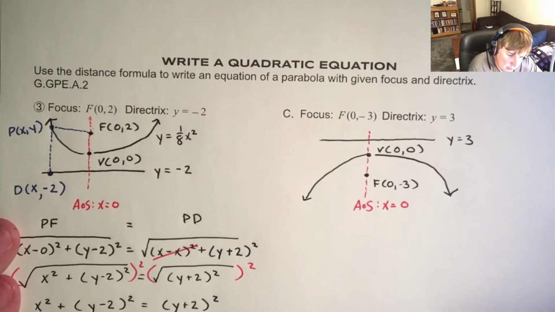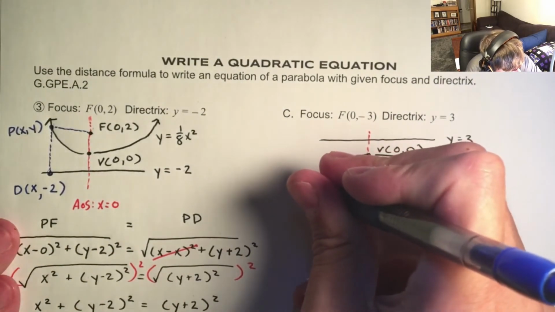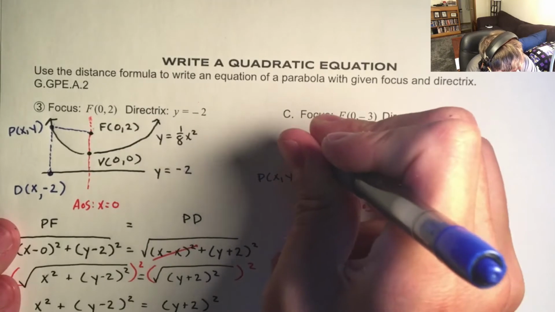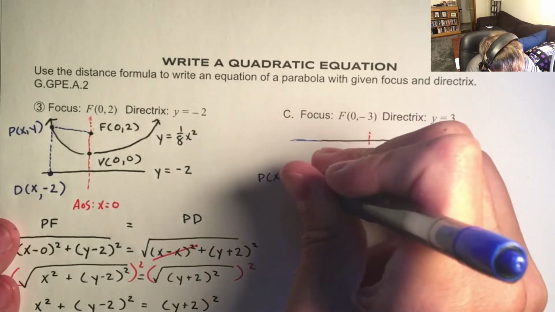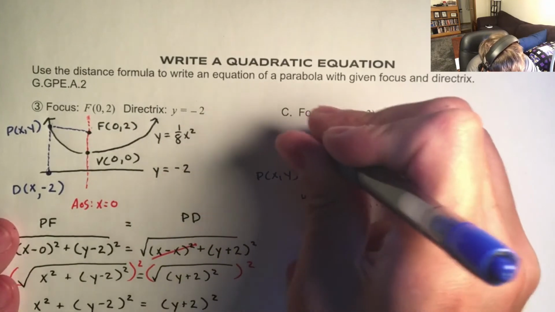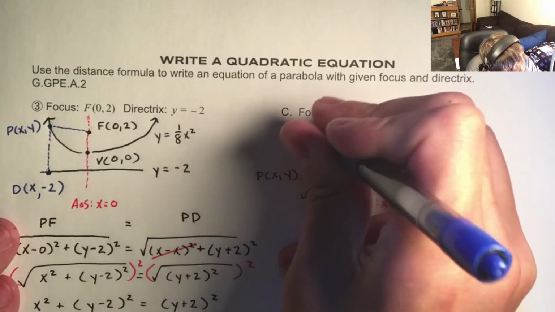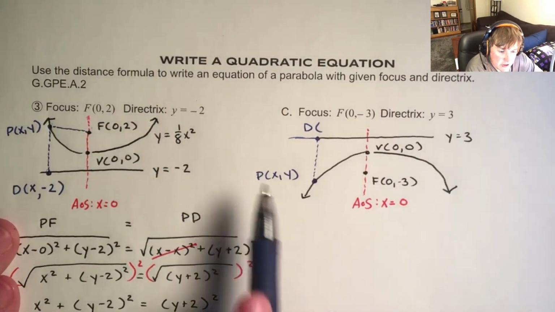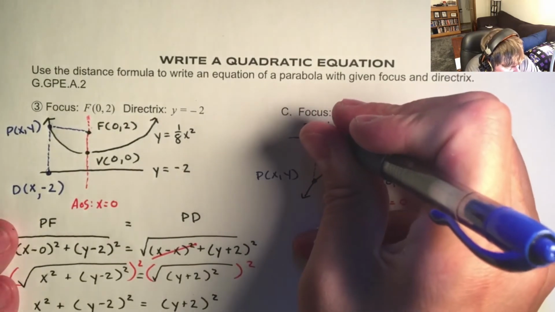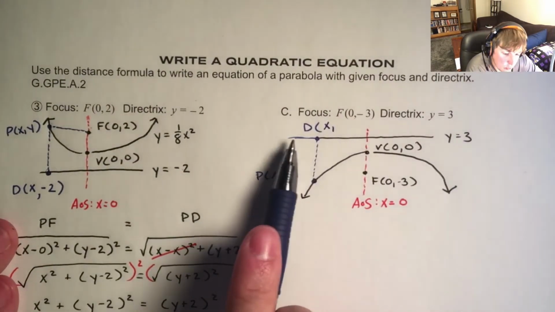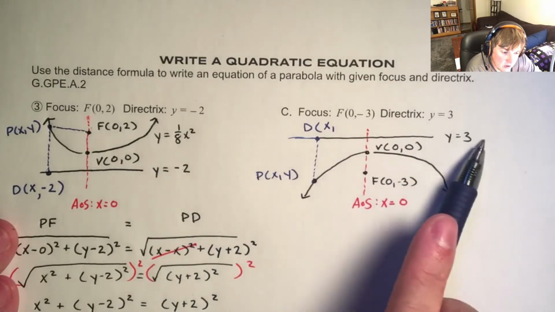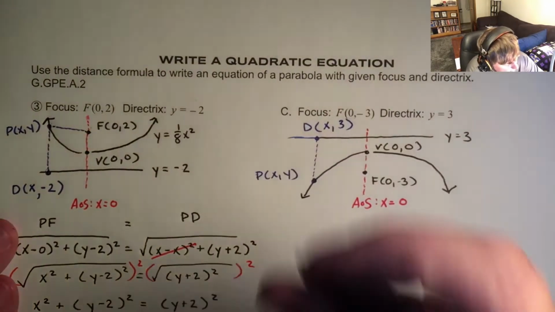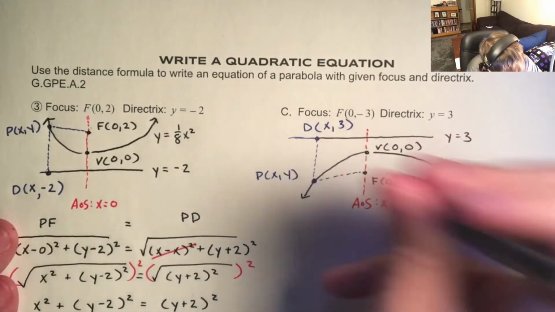Okay, so now I have to find my random point P. Let's say it's here. P is always going to be (x, y). As I find my point D, the x value is going to be the same as my P value. So this is going to be the ordered pair (x, ?), and what's the y value? The y value is 3.